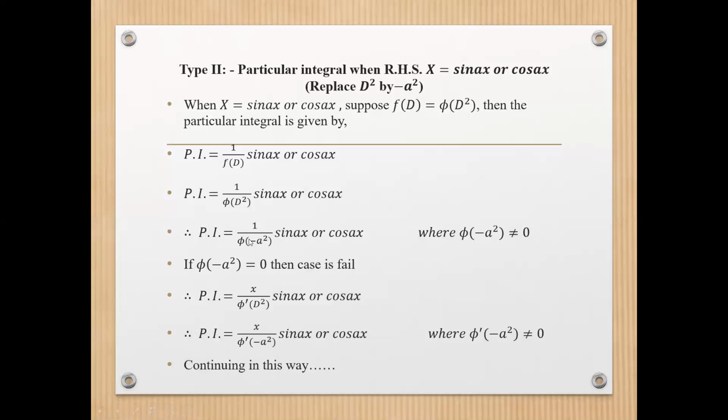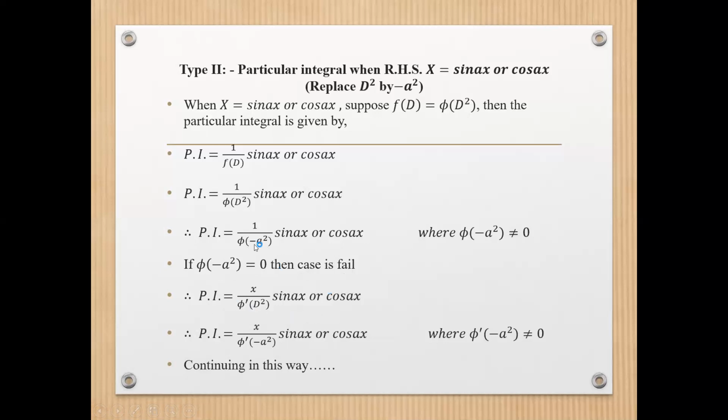That's why we have to go to the next step. We have to go forward when the denominator becomes 0 after putting D square by minus a square. Otherwise, there is no need to go forward. If the denominator is not equal to 0, this is our required particular integral. If the denominator is 0, then we have to go forward.